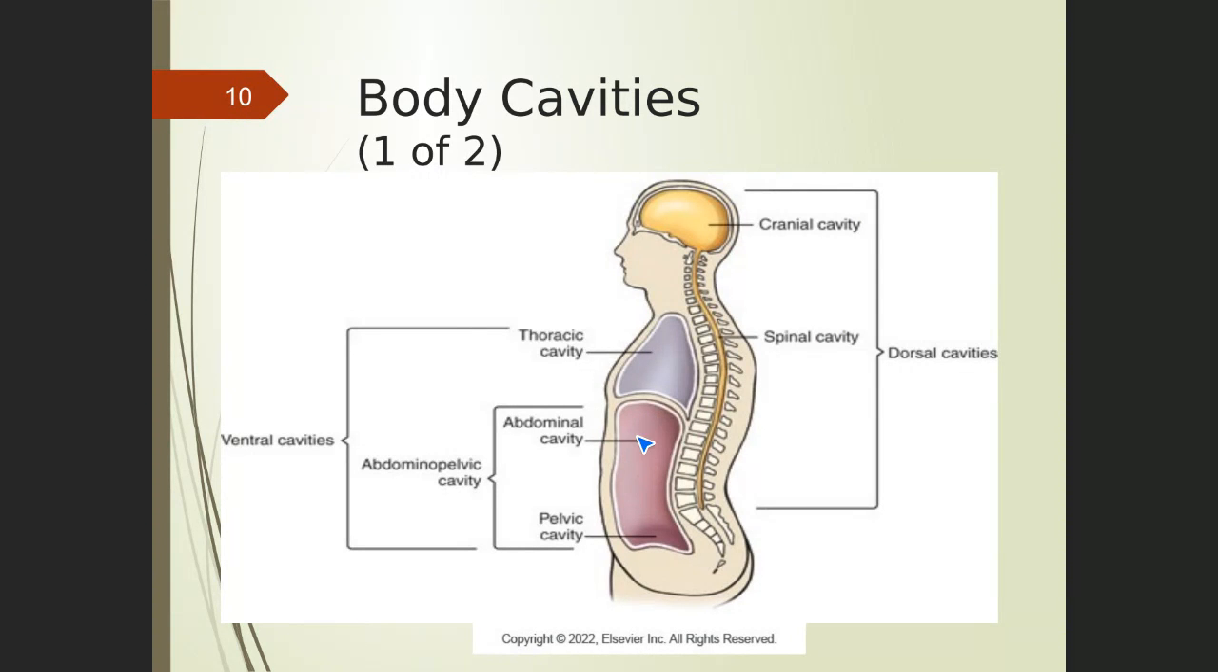And then that abdominopelvic cavity can be separated into only the abdominal area, which is the intestinal area, or the reproductive area, which is the pelvic cavity, and the hip.